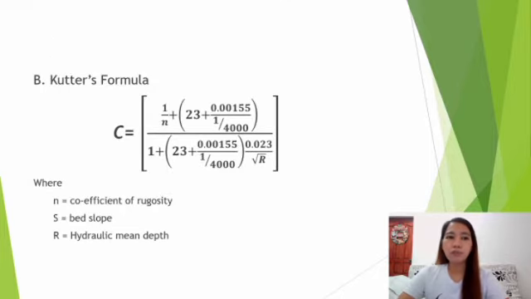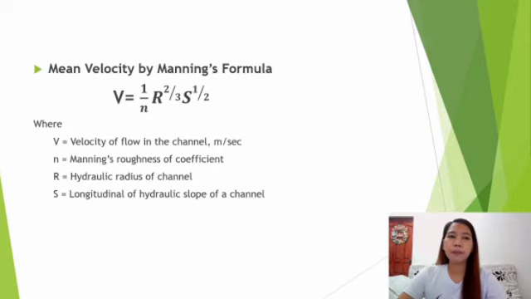Second is Kutter's formula in order to get Chezy's constant. This is the formula from Kutter, wherein N is the coefficient of rugosity, S is the bed slope, and R is the hydraulic mean depth. Second is Manning's formula. To get the mean velocity, we have this formula.